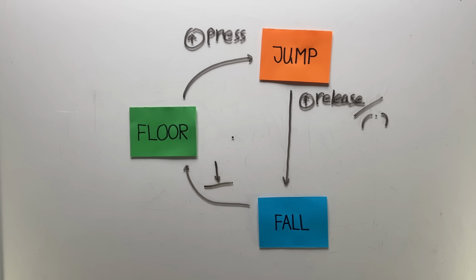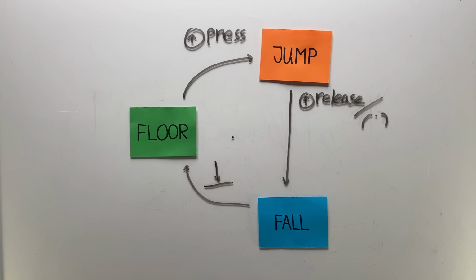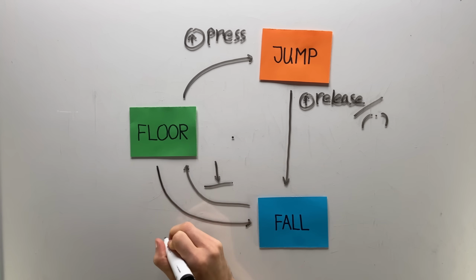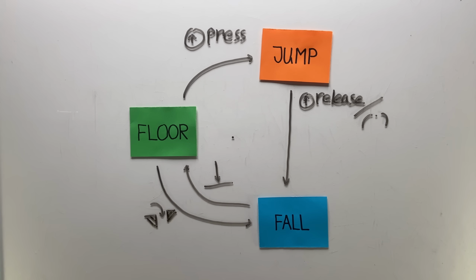For our three simple states, this state machine design looks pretty solid. However, we are missing a single transition that is easy to overlook. Can you tell which one's missing? Currently, when we walk off the edge of a platform, we are able to walk on air. And that's because we didn't add the transition from the floor state to the fall state upon leaving the floor.